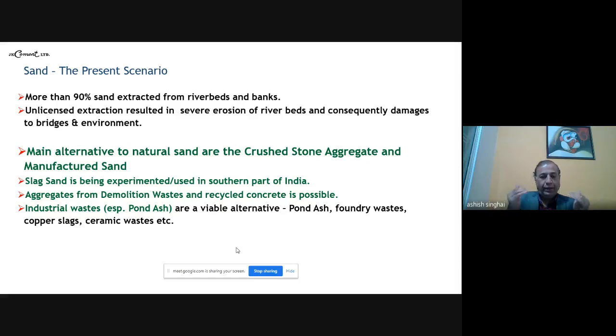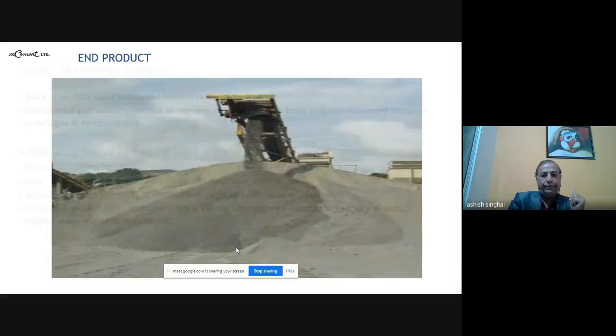So the message here is that a lot of innovations are being taken up, and we need to have a focused approach on how we can replace the typical traditional ways of construction materials by virtue of all these materials which are available now. And aggregate from demolition waste and recycled concrete is also possible for the replacement of river sand. That is how it looks.